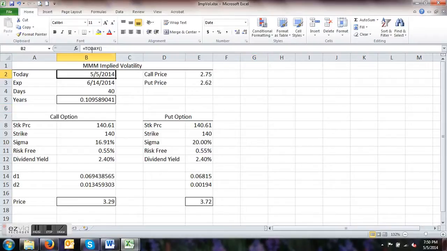First thing, I'm using a function here called today, and it's just going to give me what today's date is. And then all the options that you're going to work with are going to be the ones expiring on June 14th of 2014. So we use today here. We type in the expiration date of June 14th of 2014, and we just subtract these two values, and that is going to give us the number of days that are out there between today and option expiration.